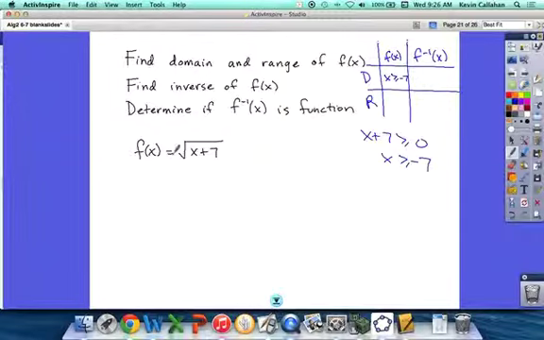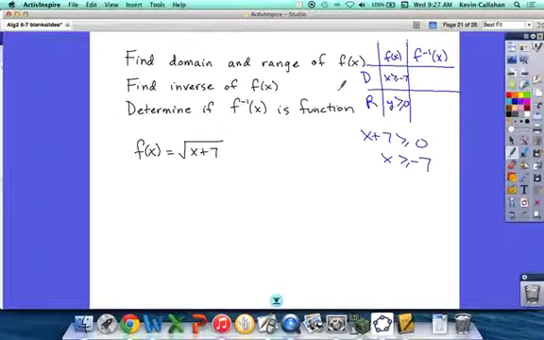Okay, now we look at the range. Well, what kind of function is it? It's a square root. What do we assume to be the values of square roots? Positive, right? It could be 0, or it could be positive, but it can't be less than 0. So we've got to say that the range is y greater than 0. Actually, y greater than or equal to 0.